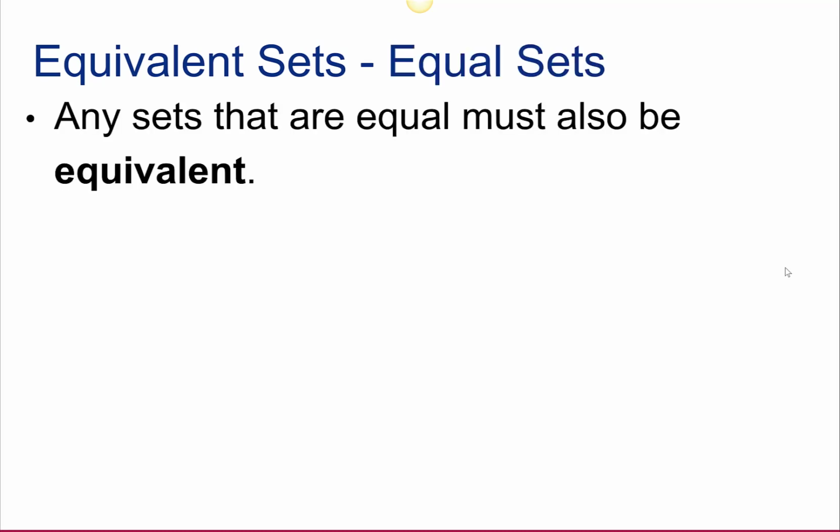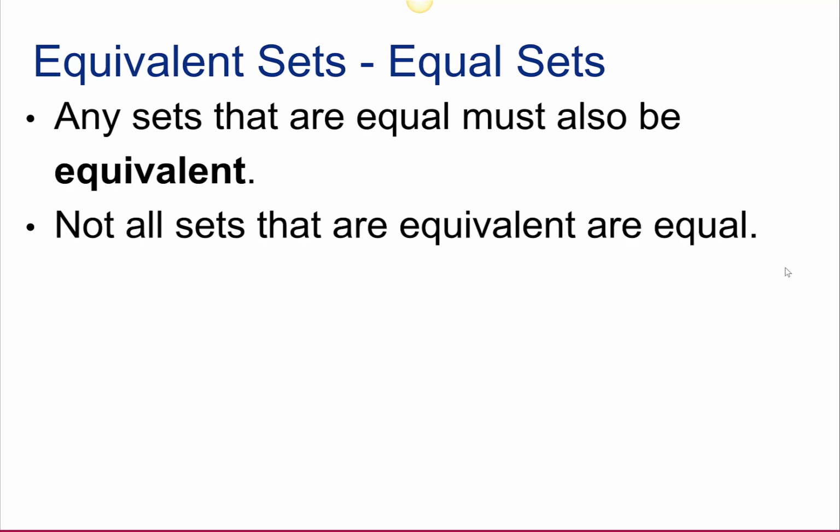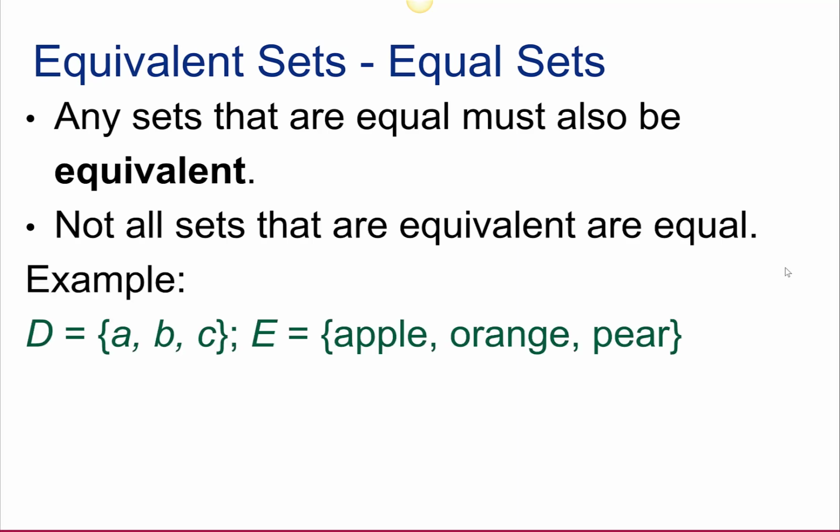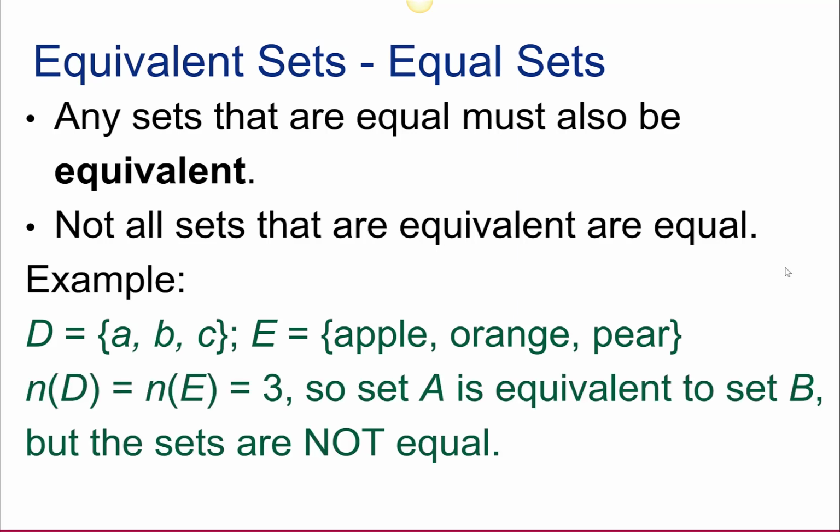All sets that are equal must also be equivalent, but the converse is not true. Not all equivalent sets are equal. So for instance, these two sets we said were equivalent, but they're not equal because they do not have the same elements, even though they have the same number of elements.